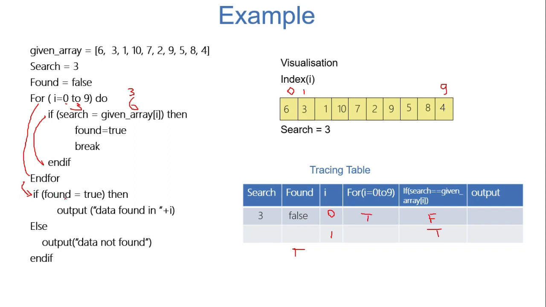Now we will check if found equals true. Our found here is true, correct? So our if here is true, then this will be displayed: data is found in i position. The i position is 1. So we are told by the program that the data is found in position 1.